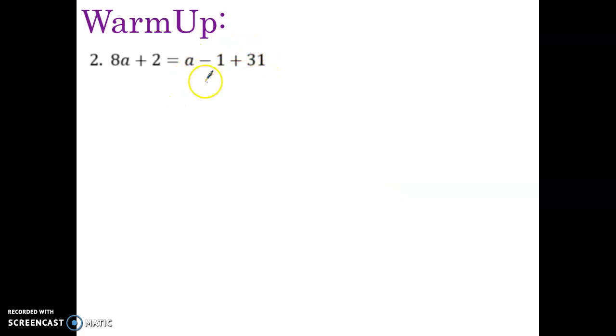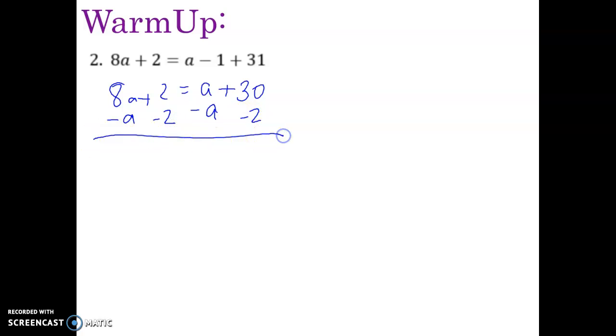I see here I have some like terms that I need to combine. Negative 1 plus 31, well, that's positive 30, because 31 is bigger than 1. Now let's work on getting all of our variables on one side and all of our constants on the other side. It doesn't matter which one you choose to put on the left and which one you choose to put on the right, as long as you separate.